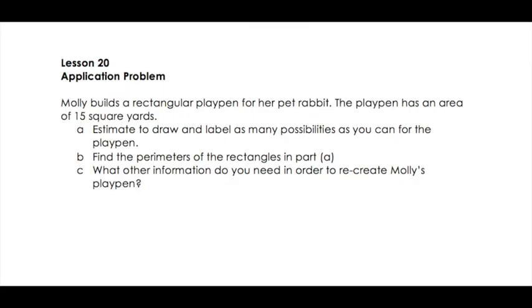Alright, now you should have the Lesson 20 application problem in front of you, so we can go ahead and get working on Lesson 20. The application problem says that Molly builds a rectangular playpen for her pet rabbit. The playpen has an area of 15 square yards. A. Estimate to draw and label as many possibilities as you can for the playpen. B. Find the perimeters of the rectangles in part A. C. What other information do you need in order to recreate Molly's playpen? So let's do part A first.